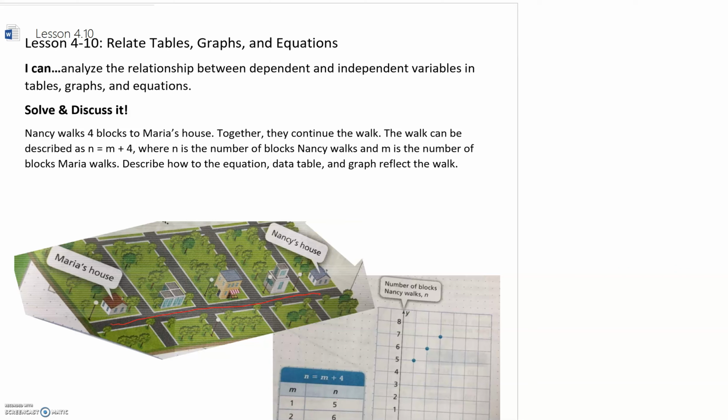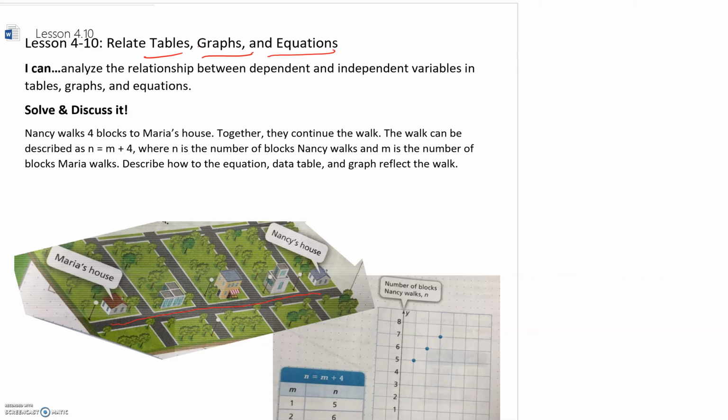Hi guys, so today we are going to do lesson 4-10. We are going to relate tables, graphs, and equations. Your I Can is to analyze the relationship between the dependent and independent variables in tables, graphs, and equations. For the solve and discuss, you can read over it in your packet, maybe pause the video first and see if you can think of some ideas to jot down before I walk you through this.